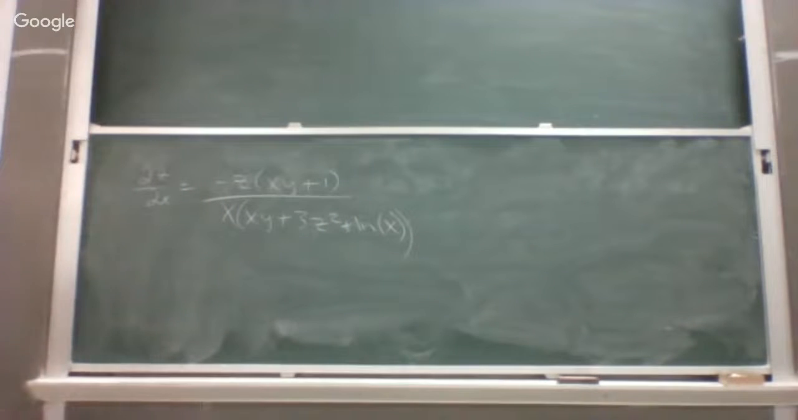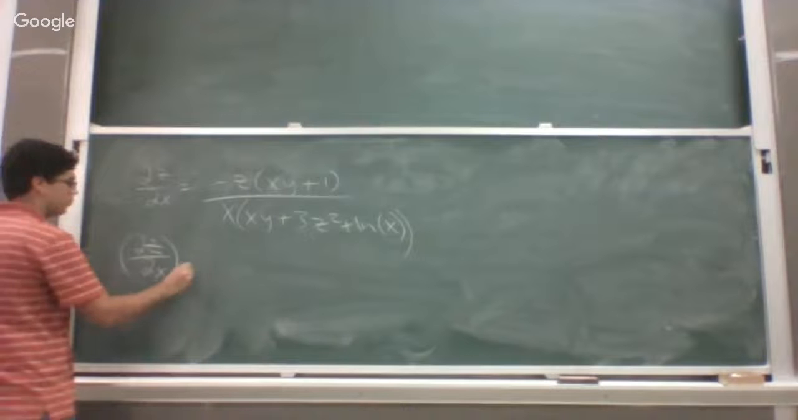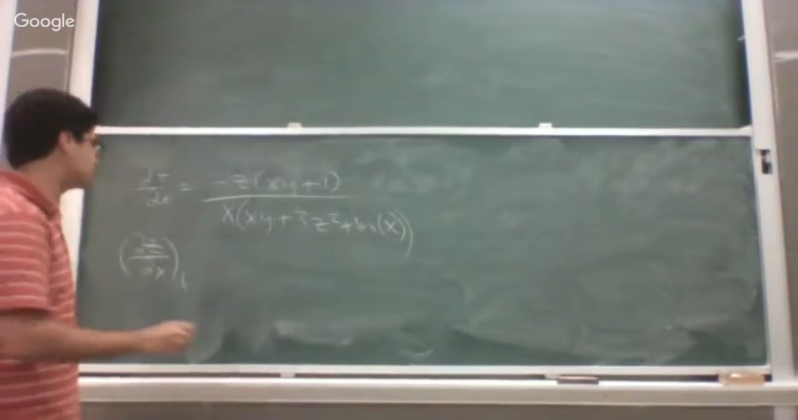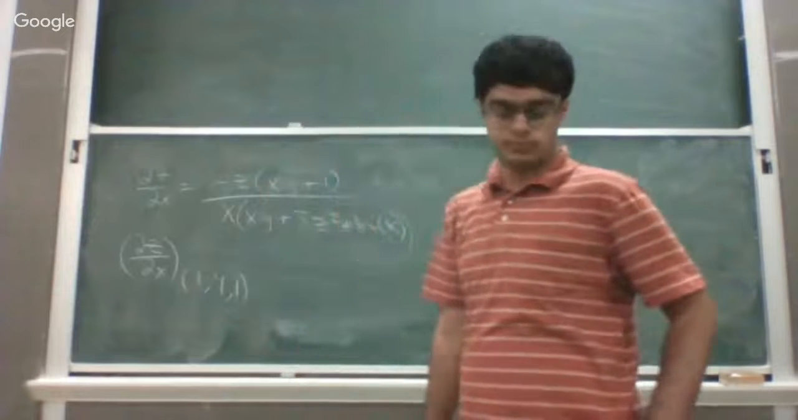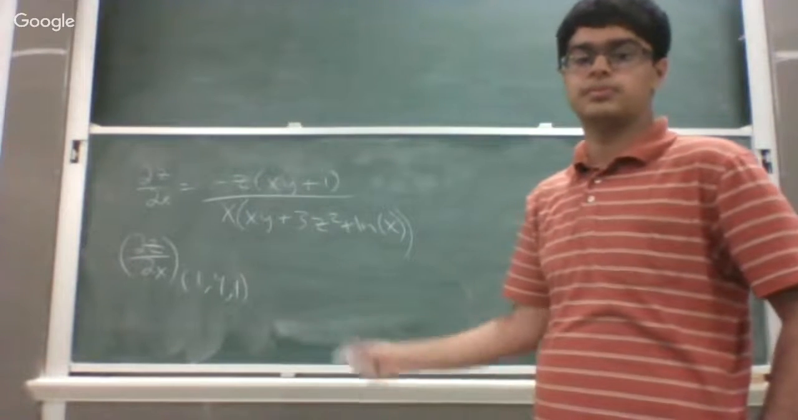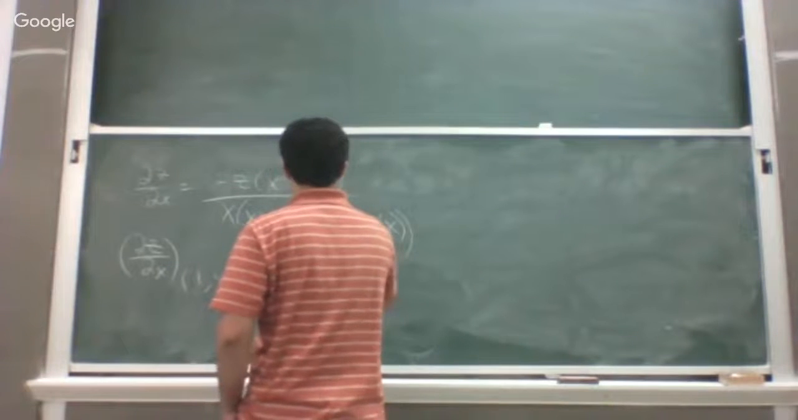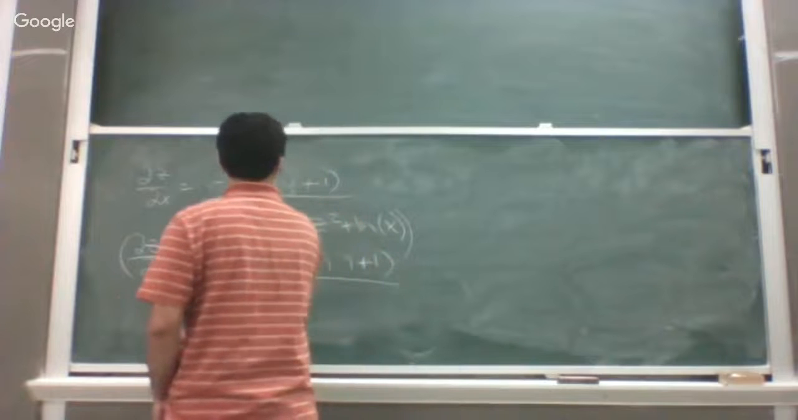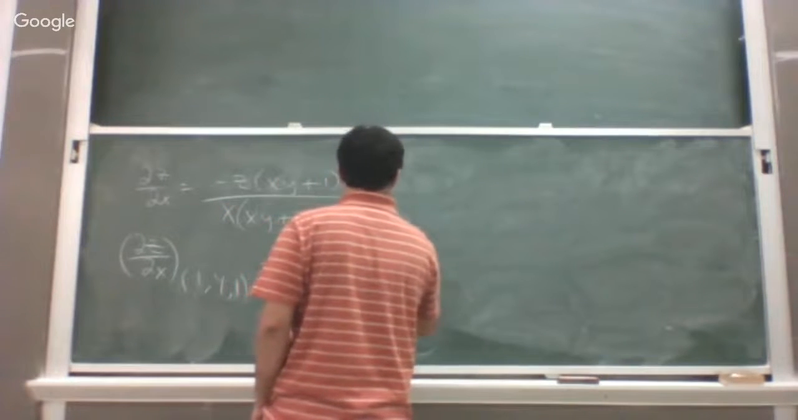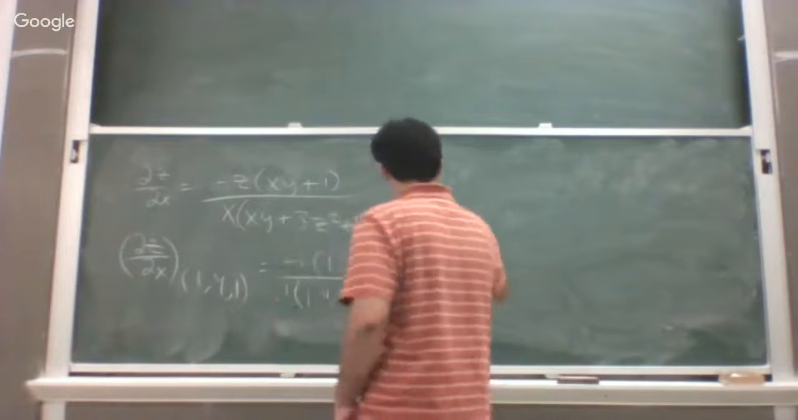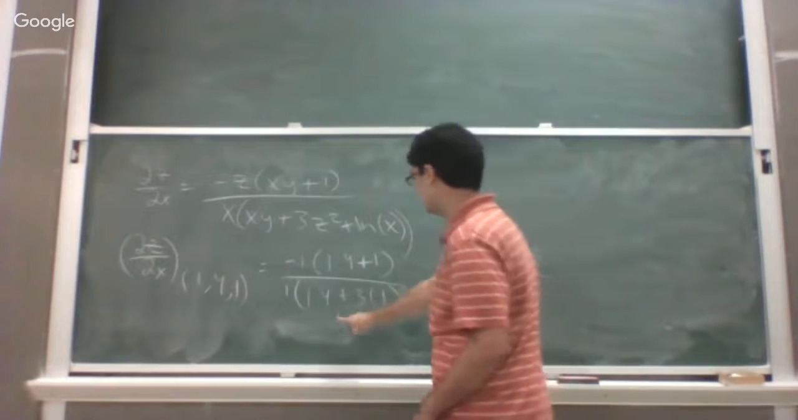That's the final answer. Now, they can tell us to find dz with respect to x at a point. Like they can choose a point and say they chose 1, 4, 1. We have a negative 1 times 1 times 4 plus 1 divided by 1 times 1 times 4 plus 3 times 1 squared plus the natural log of 1. So that goes to 0. We have a negative 5 divided by 4 plus 3, 7.